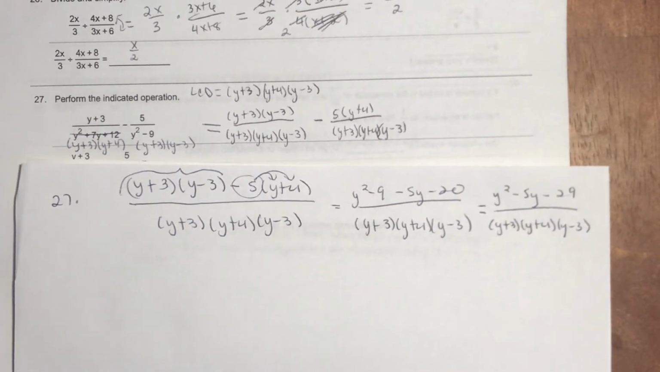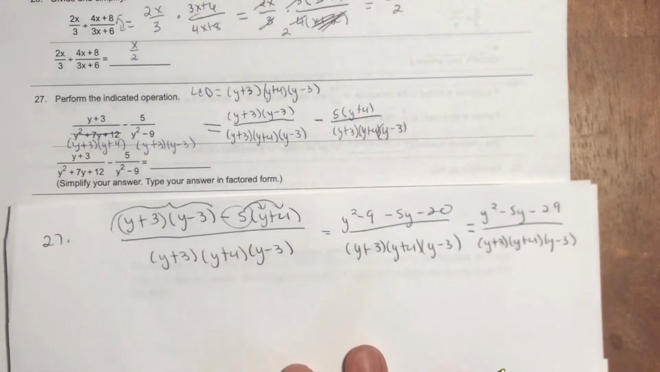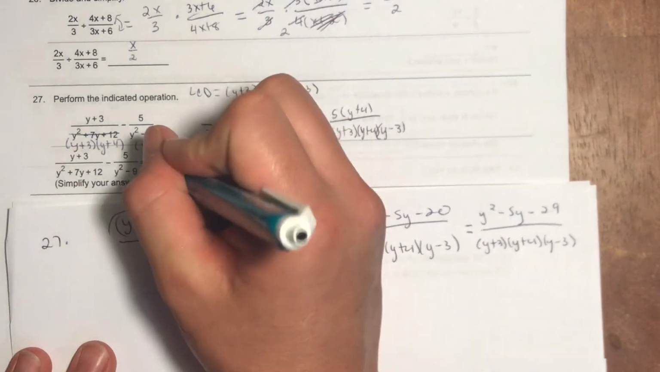Okay, can we factor y squared minus 5y minus 29? Well, 29 is a prime number, so the only factors would be 29 and 1. And we cannot subtract those numbers to get a 5 or to get a negative 5 in any way. So the numerator is not factorable, which means there are no factors in common, and this is our final answer.